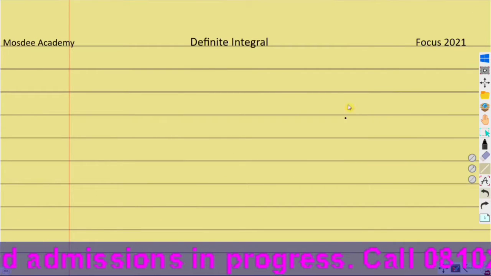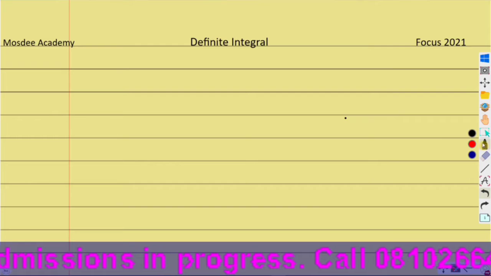Definite integral. Up till now we've been talking about an indefinite form of integral that has an expression of what we call the arbitrary constant. But in the case of definite integral, we can put this down for understanding's sake.